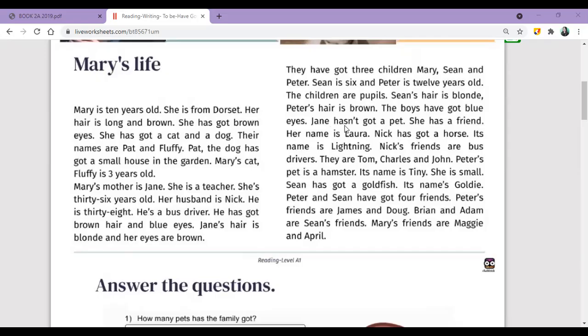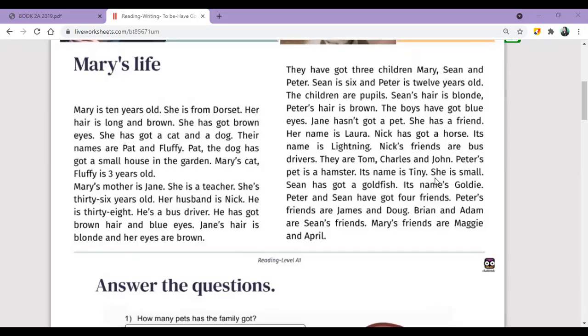Jane hasn't got a pet. She has a friend. Her name is Laura. Nick has got a horse. Its name is Lightning. Nick's friends are bus drivers. They are Tom, Charles, and John. Peter's pet is a hamster. Its name is Tiny. Tiny. Okay. Its name is Tiny.